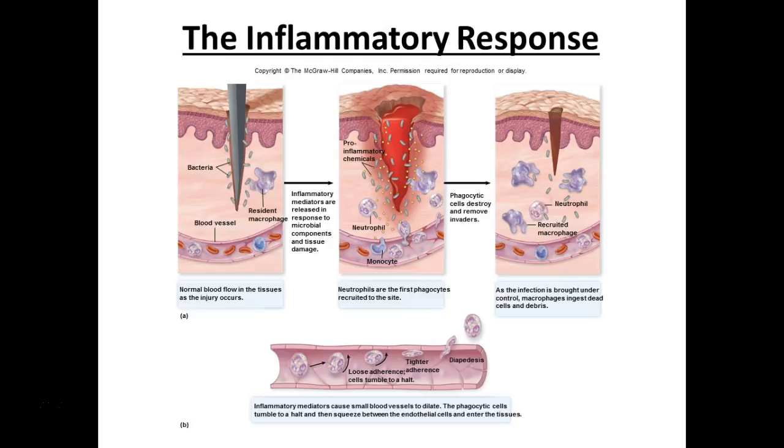So what are the four cardinal signs of inflammation? How do you know you've got inflammation going on? Redness, swelling, heat, pain, right? Okay, so why is it red? Increased blood flow. Why is it hot? Increased blood flow. Your blood is hot. Number one, your blood is hot. It absorbs most of the heat from the chemical reactions of your body.